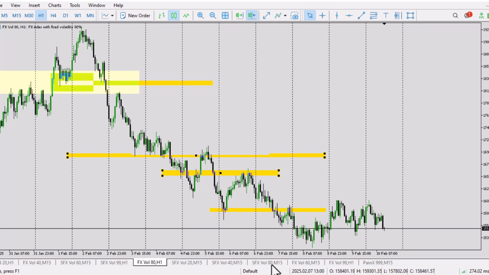Let's look at something else, and this is Deriv. Let's fire up Deriv and see if the volatility indices on Deriv do the same thing, and see what you can do with them.